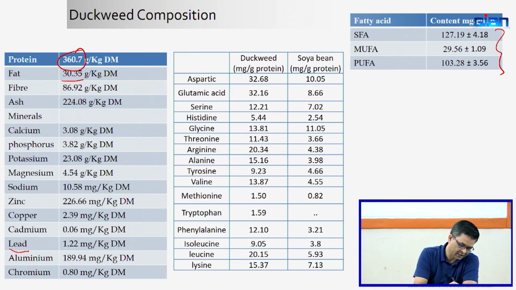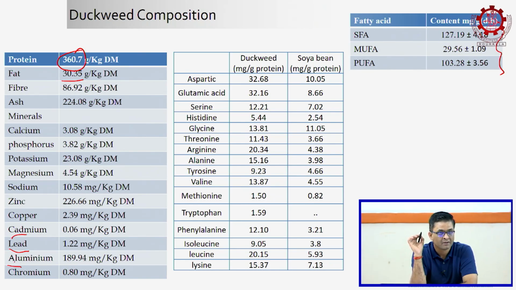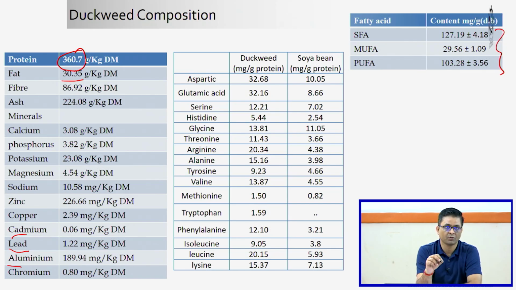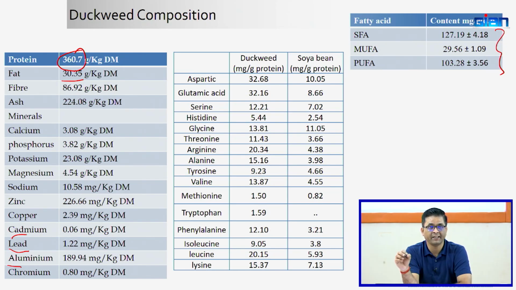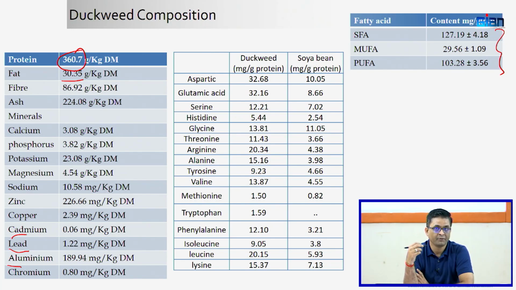Now, when you see the lead, aluminium, chromium, all these things are coming in from the water. So that's why these plants are also known for phytoremediation. That means you capture those heavy metals from the water to clear the water. And then the second question is, what do you do with this biomass? If you're concentrating it, getting only the ash, you're concentrating the minerals.